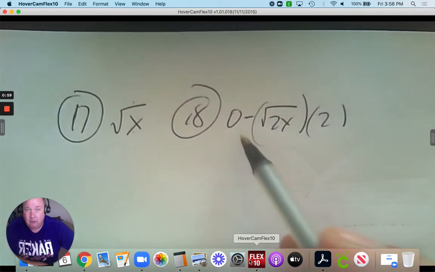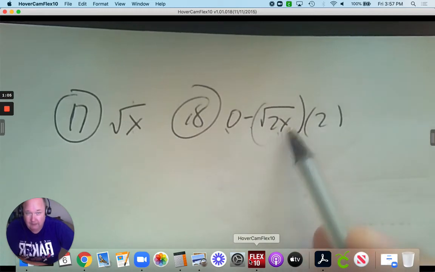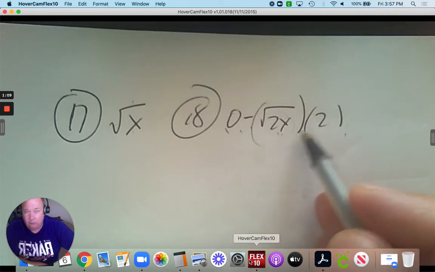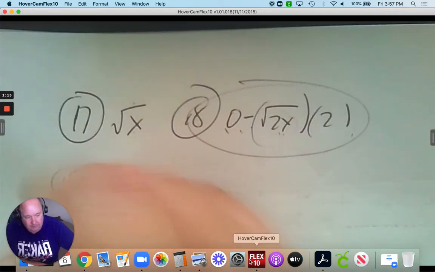The second one, you have to start with the upper bound, subtract the lower bound you plug in, and then the derivative of 2x is 2. So it would be negative 2 root 2x, but you get the idea. Number 19.